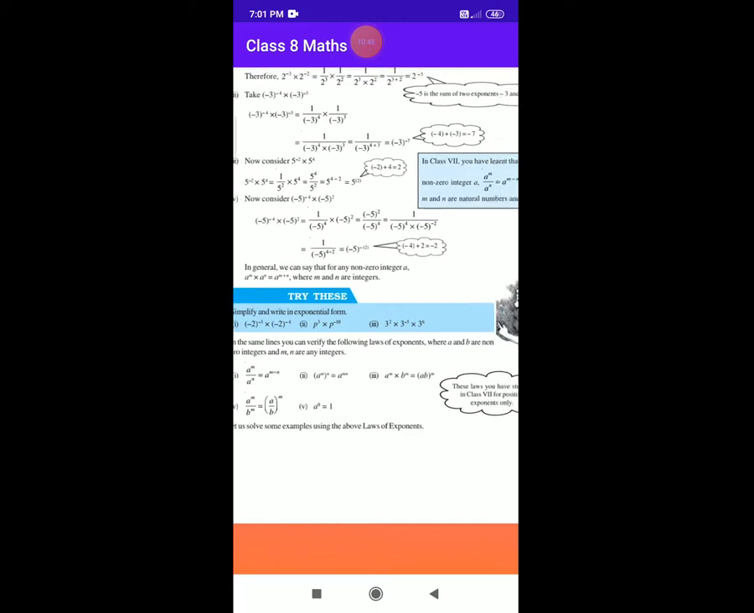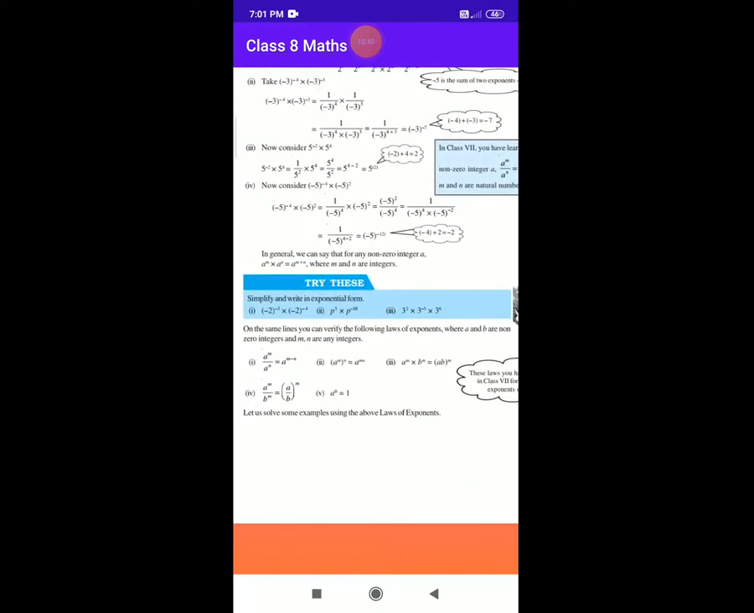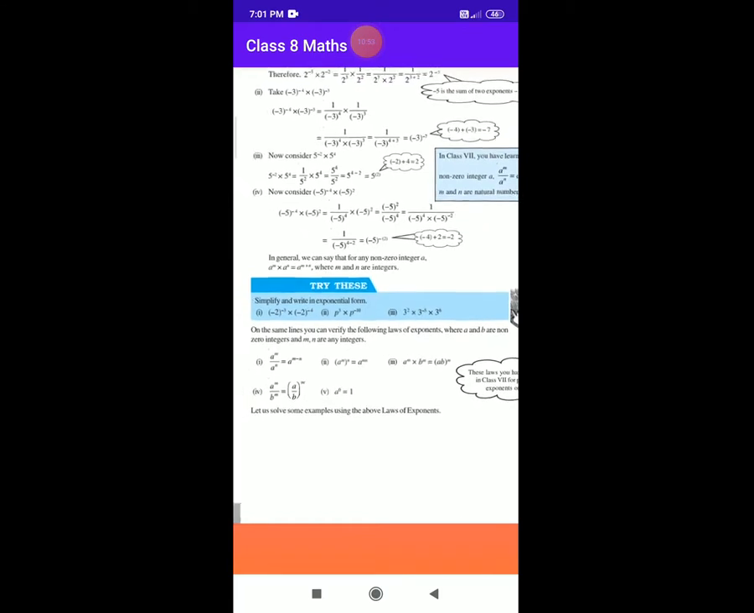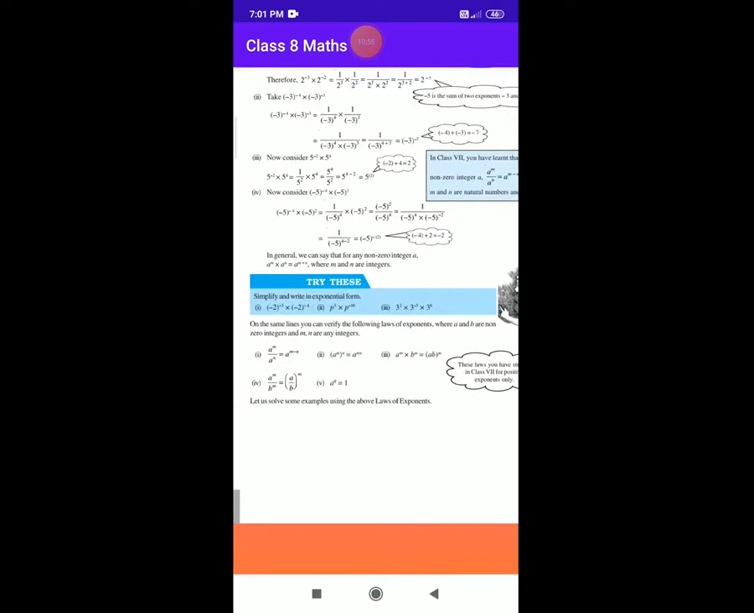On the same lines, you can verify the following laws of the exponent, where a and b are non-zero integers and m and n are integers. So first law is a raised to m upon a raised to n is equal to a raised to m minus n. मतलब कि सेम बेस के साथ जब दो नंबरों का, दो इंटीजरों का जब हम डिवीज़न करेंगे तो यहाँ पर उसका जो एक्सपोनेंट है इसके बीच में सब्ट्रैक्शन होगा.